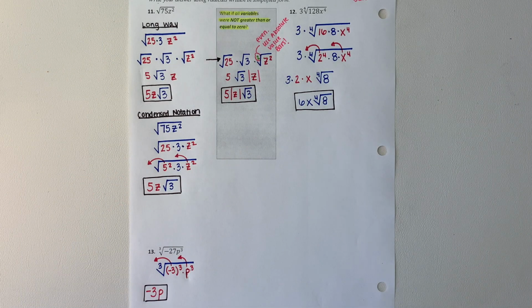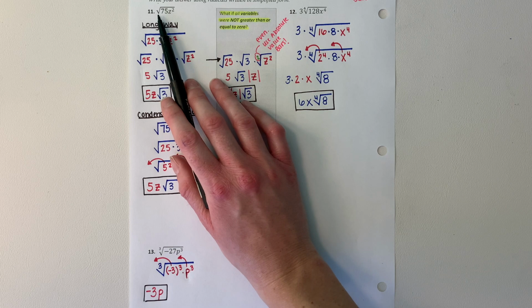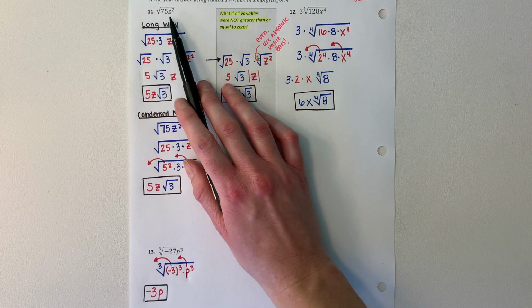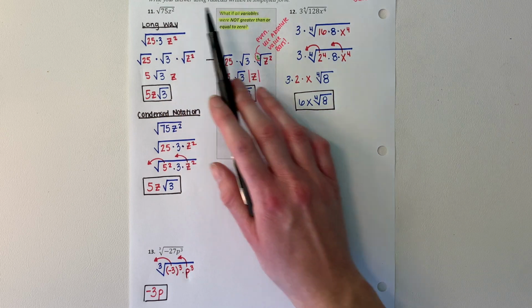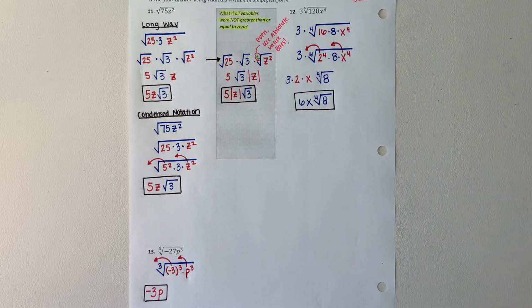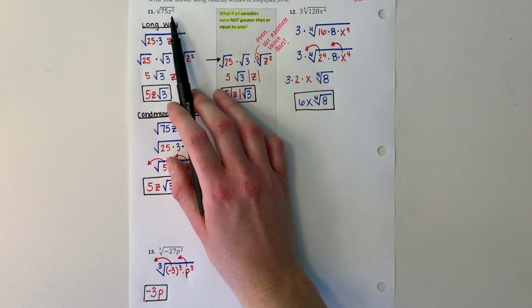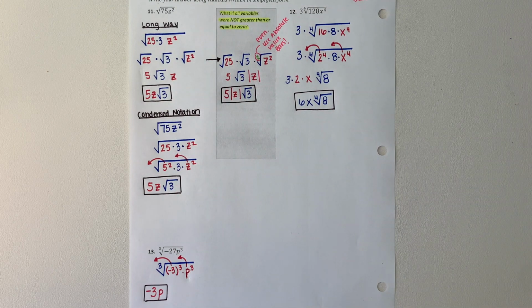Now, notice on this page, all of our variables were perfect powers. Here, since this was a square root, we were looking for perfect squares. And conveniently, our variable was z squared. Here, we had a 4th root, and conveniently, our variable was a perfect 4th. Here, we had a cube root, and conveniently our variable was p cubed. But what if your variable isn't a perfect power? For example, what if you had a square root, but instead of having z squared, you had z to the 7th? How do you simplify that? We're going to learn that on the next few pages.